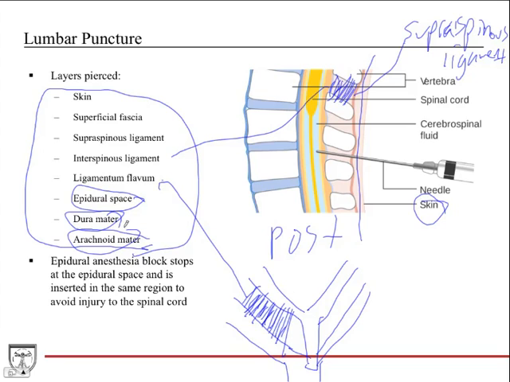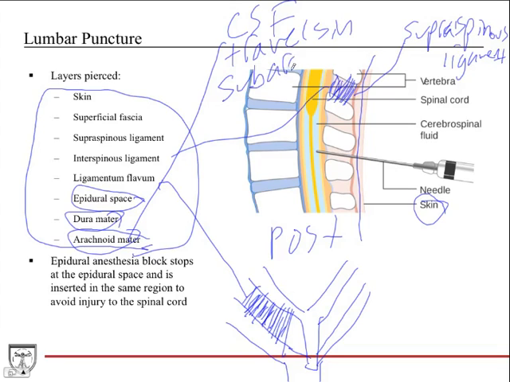Now, why do you go through the arachnoid mater? If you remember, CSF travels in the subarachnoid space, okay? Subarachnoid, below the arachnoid, okay? So subarachnoid space, and then you collect the CSF there.